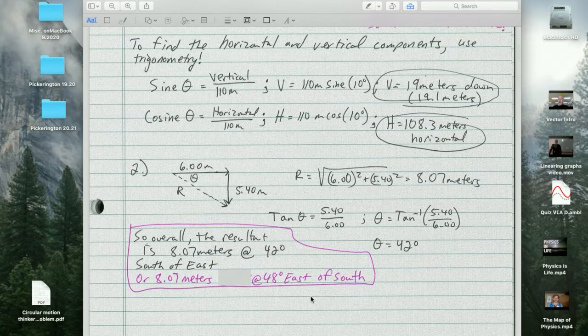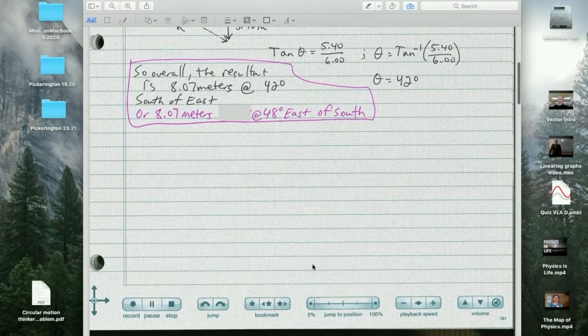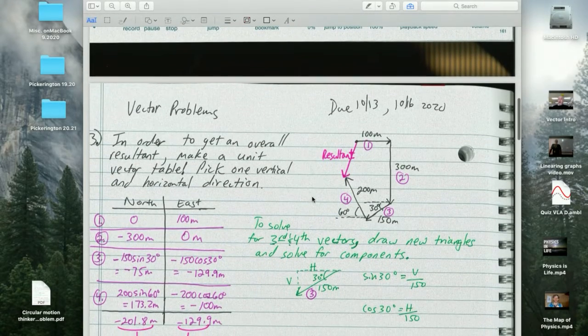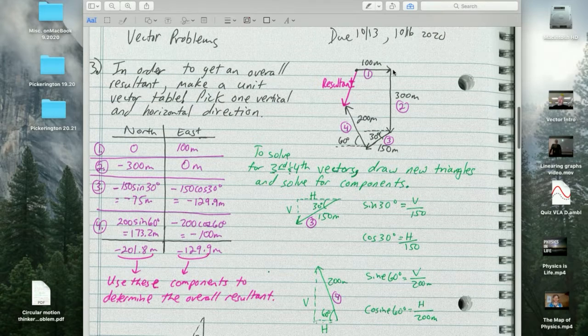Okay, so now thinking about problem number 3, I've got all these things going on here, and I want to make sure I look at it. This person walking this path. So what I do is I draw this out. I know my resultant should be going to the southwest based on my drawings.